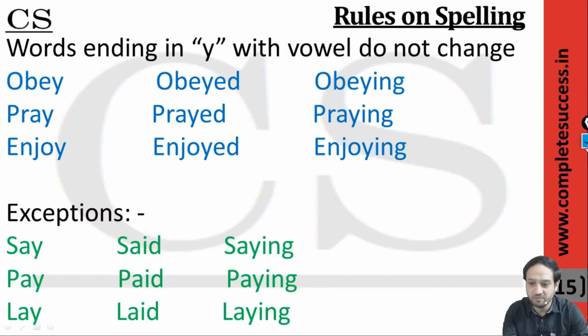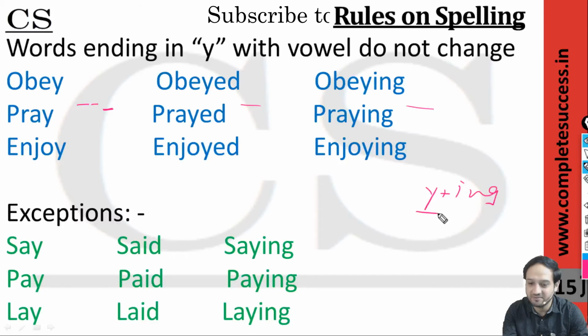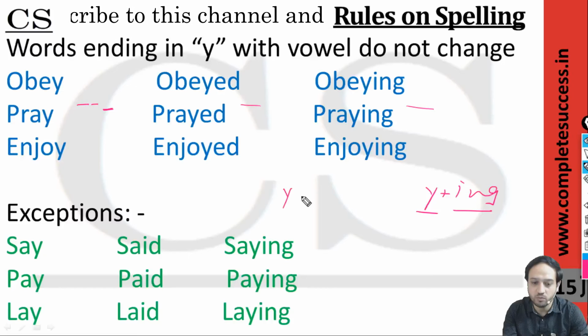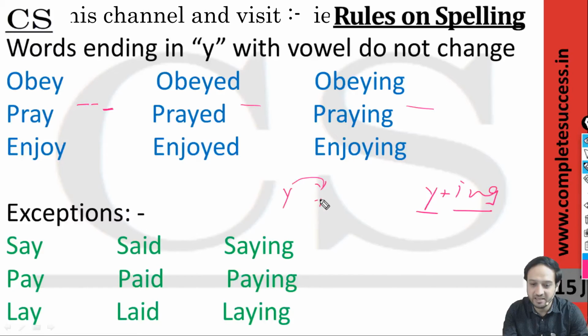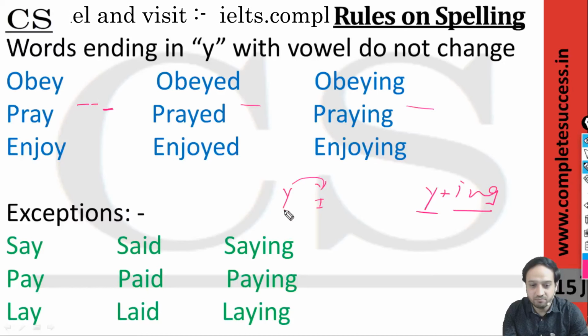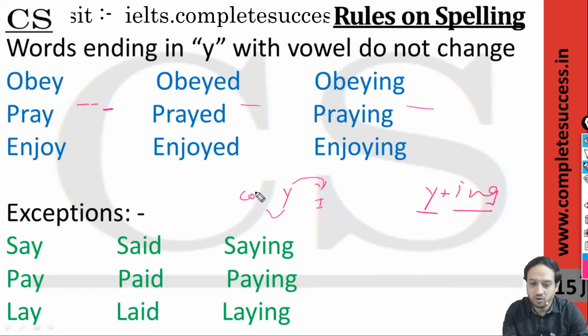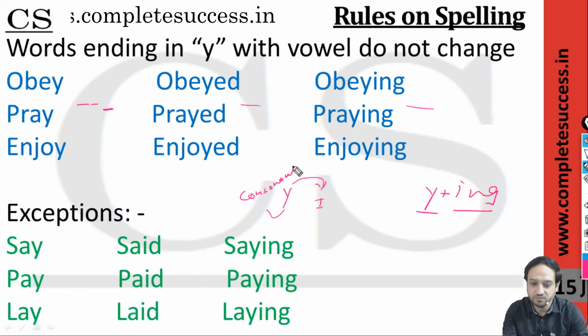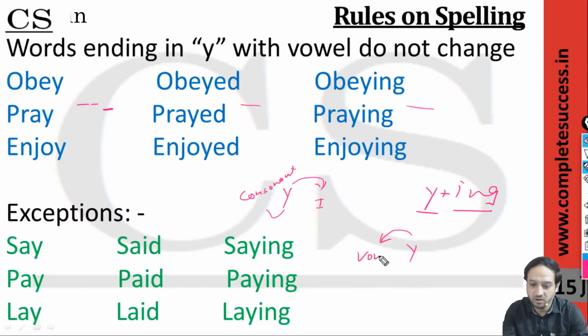So always remember, when we add ing, we will not change the y. We'll simply add y plus ing. We only change the y into I when before y there is a consonant. But if before y there is a vowel, we will not change y into I. I hope you follow this.